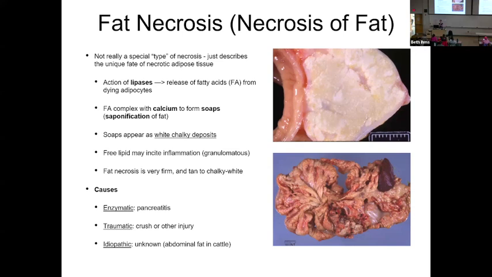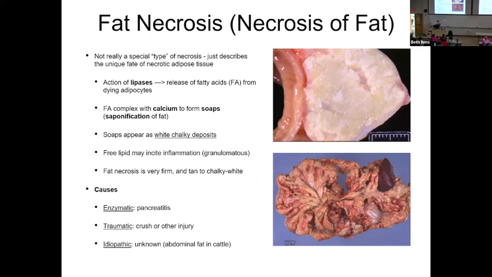So when fat becomes necrotic, you release those fatty acids, you're releasing calcium from cells because cells are dying. Calcium with fatty acids makes soap. That's how we used to make soap in the old days. So this is called saponification of fat. That literally means soapification. Fat is turning to soap.